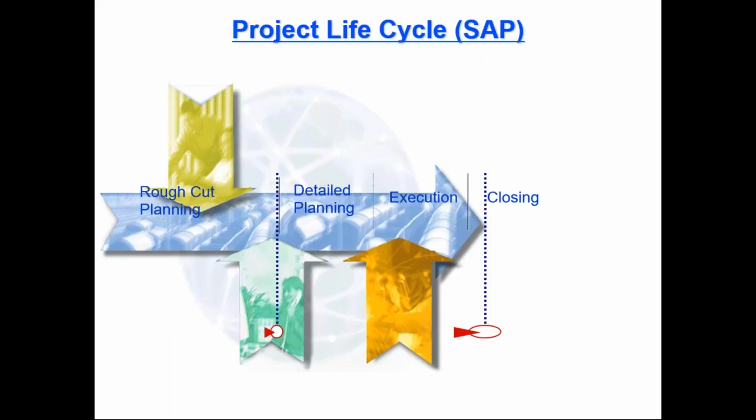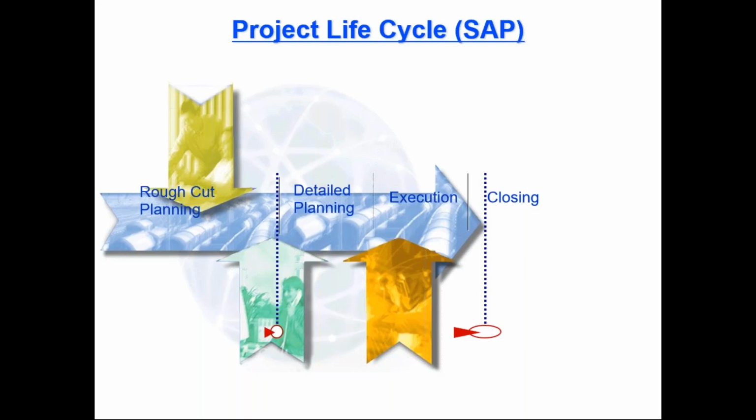Okay, next, this is the project life cycle. Here generally you can segregate it in 4 phases. First is rough cut planning, second is detailed planning, third is the execution, and fourth is closing. These 4 phases can be fitted to all 3 types of project, whether it is a customer project, an investment, or a cost project.